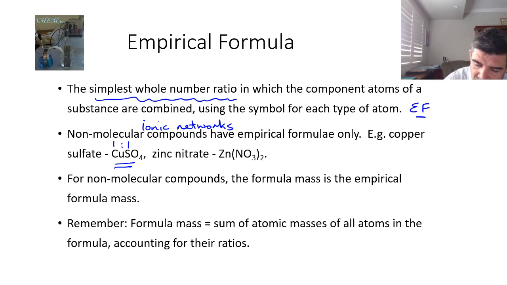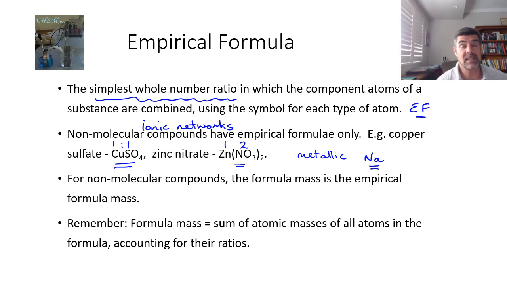Same thing in the example for zinc nitrate. Of course, the difference here is the ratio, 1 zinc to every 2 NO3 anions. So all of our ionic networks are formed in this way. Incidentally, so are metallic substances. So we know that metallic bonds form in metals. So when we look at something like sodium, we don't regard sodium as being this array of sodiums, which it is if we were to think about it in terms of the solid structure.